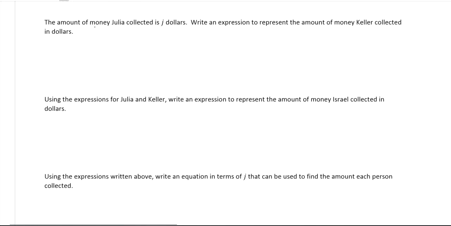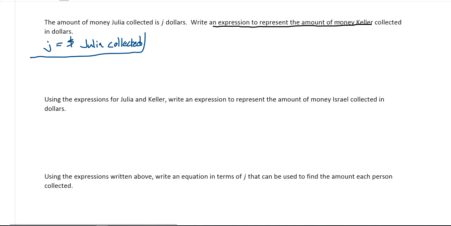So the amount of money Julia collected is J dollars. They want us to write an expression to represent the amount of money Keller collected in dollars, and we're going to use that J. So let's just say J equals money Julia collected. Keller. So write an expression to represent the amount of money Keller collected in dollars.